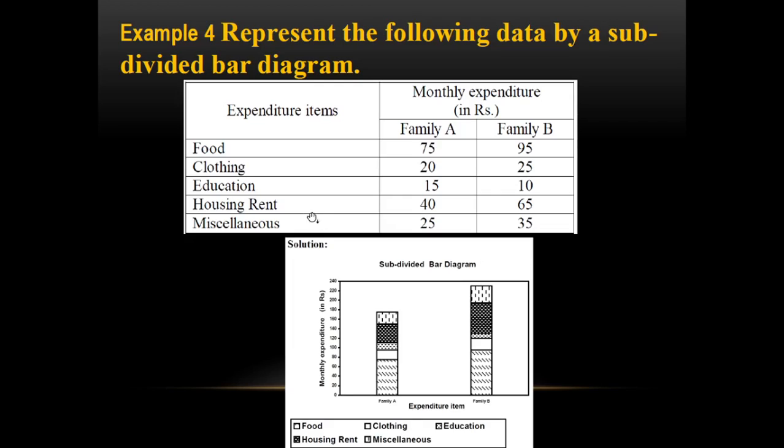Here is the example for the subdivided bar diagram. Here is food, family A 75, family B 95. For family A, all these values are subdivided. For food it is this. Food is 75. Clothing is this, education is this type of dots. Okay, for family A, these are the subdivisions. Monthly expenditure is shown here. The subdivided bar diagram is drawn like this.